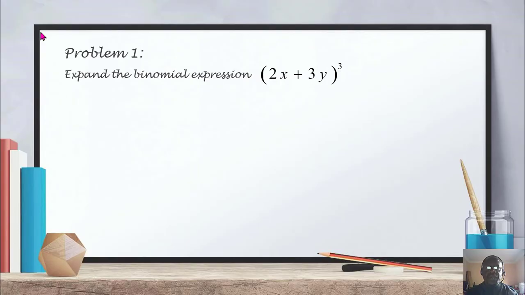Problem number 1. Using the Pascal's triangle to expand a binomial expression. Let us use the Pascal's triangle to expand this binomial expression: (2x + 3y) raised to the power 3.